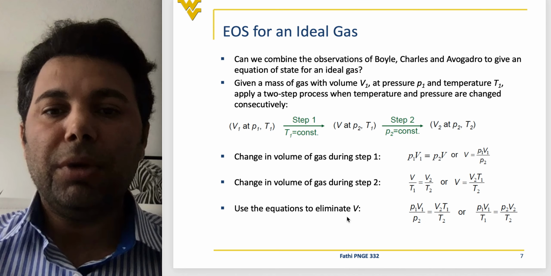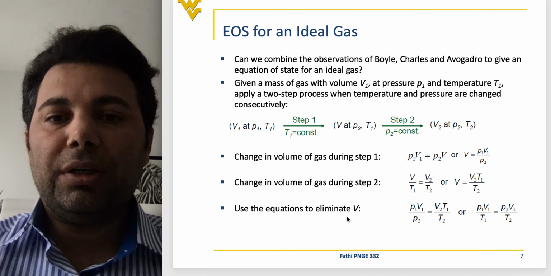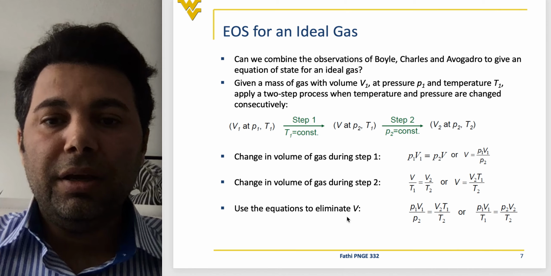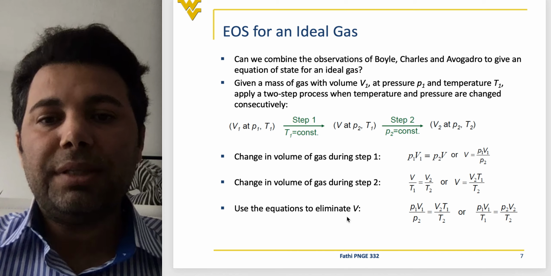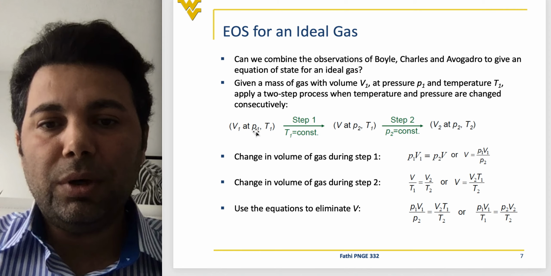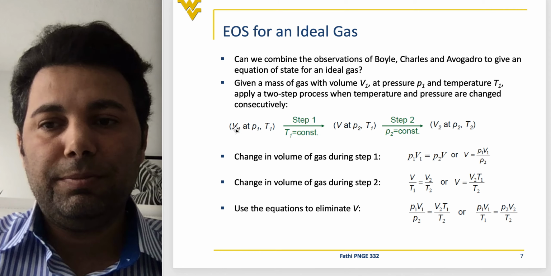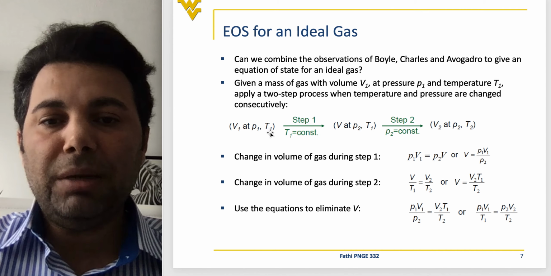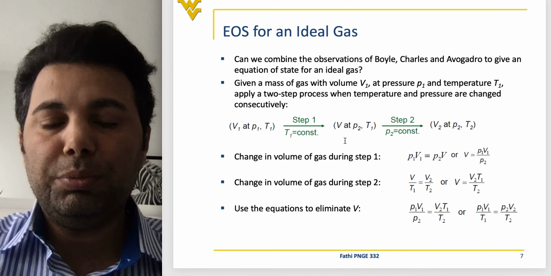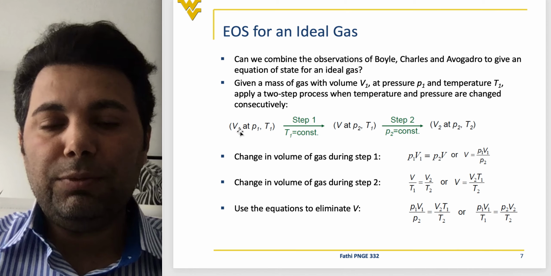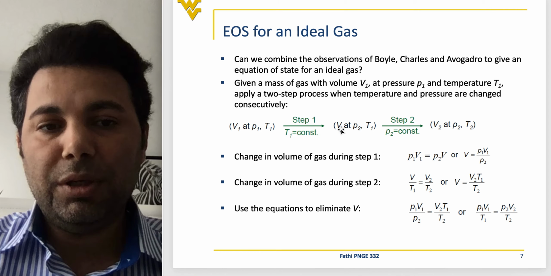So now we want to combine all these to come up with the equation of state for an ideal gas. We are going to combine Boyle's, Charles', and Avogadro's laws. How are we going to do that? We are going to do this in two steps. In step one, let's assume we have a system at a pressure of P1, temperature of T1, and volume of V1. So we know the state of the fluid. In step one, we keep the temperature constant and increase the pressure from P1 to P2. Therefore the volume will change, so V1 becomes V.